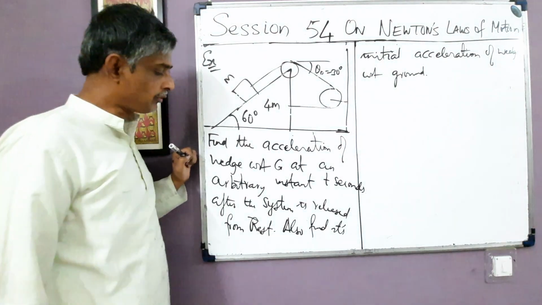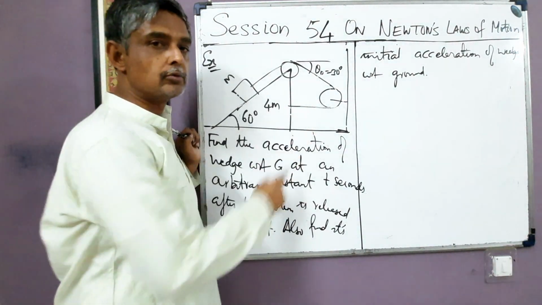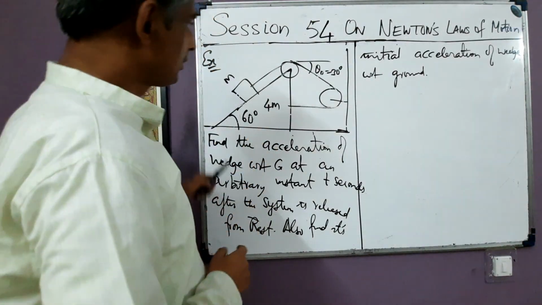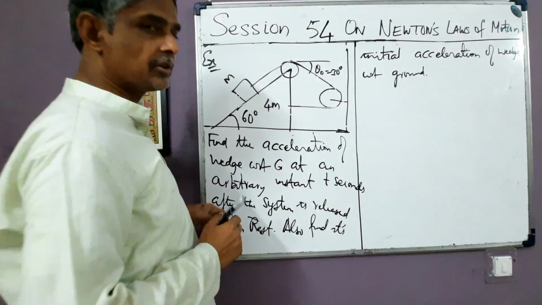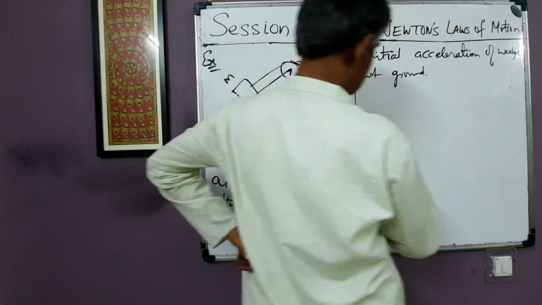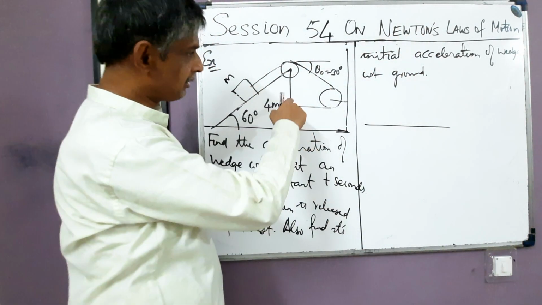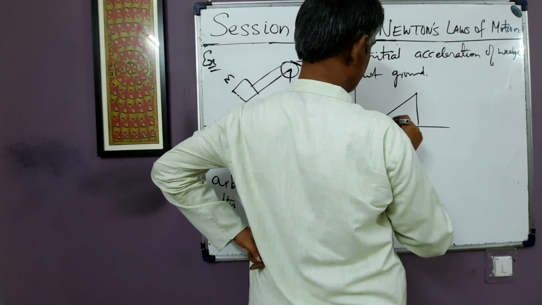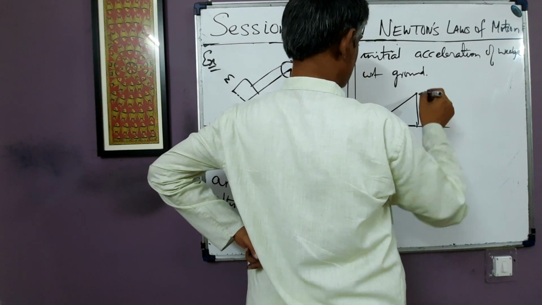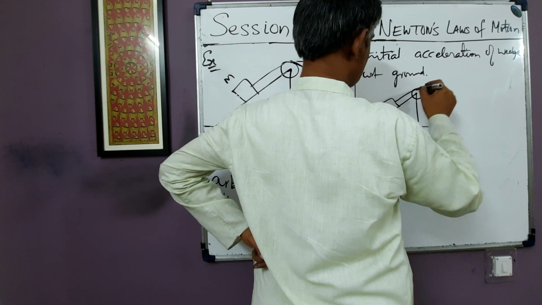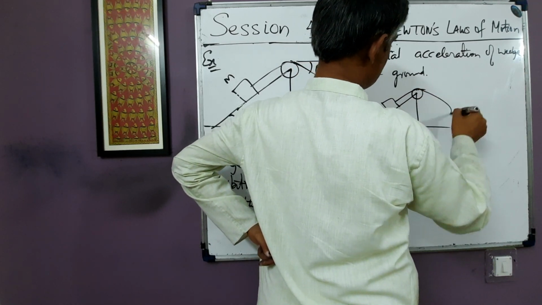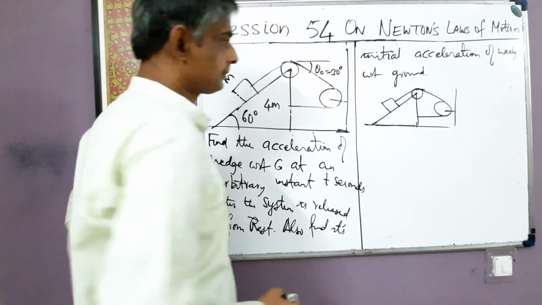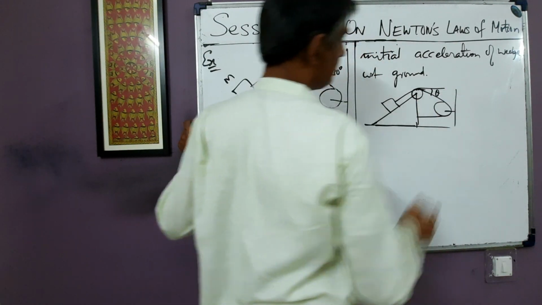Now what we have to do, first of all, is find the acceleration of the wedge with respect to ground at an arbitrary instant t after the system is released from rest. So suppose at an arbitrary instant t, the situation is something like this. I'll draw the situation diagram here, but of smaller size. See, this is the wedge. This is a string here. This is a block here. Like this. This string segment is horizontal. Suppose at this instant this angle is theta.